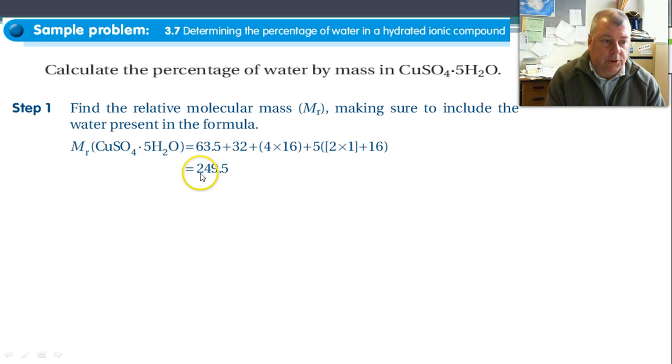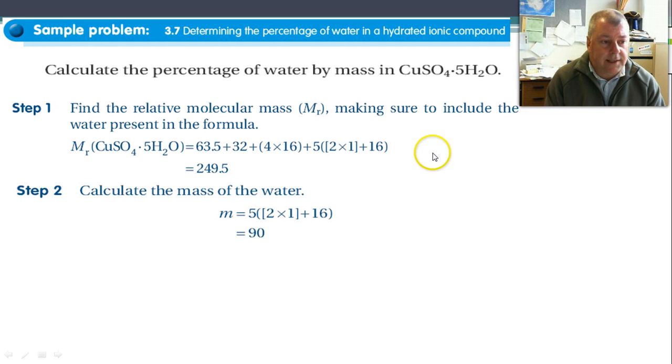But if we get the right number, which is 249.5, we're well on the way. Next step is to calculate the mass of the water, which is this bit here. So you've already calculated it before, and that represents 90. So notice there's no units because we're just talking in relative atomic masses. We can talk about it in grams and things, but we don't need to in this case.